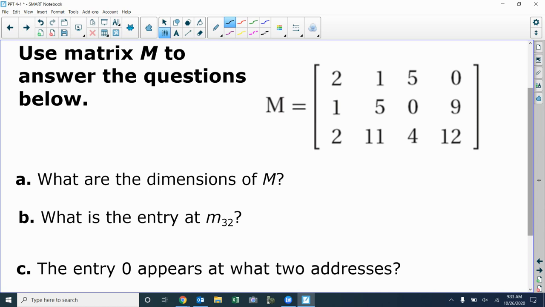Remember row by columns? How many rows are in this big matrix M? How many rows do we got? We got 3. So M is a 3 by 4. Folks, on a Monday, that's pretty easy stuff, isn't it? Come on now. Okay. What is the entry at M32? So that'd be row 3, column 2. The entry there is 11. Right here, 11.